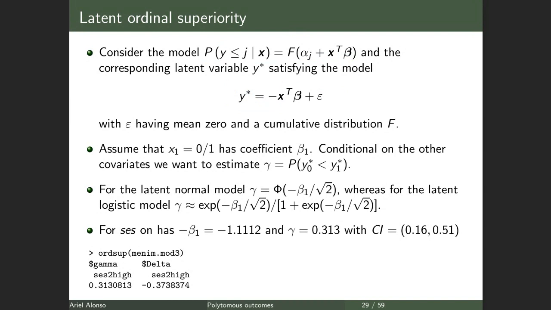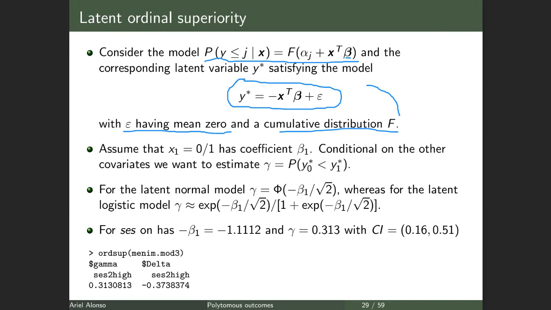Well, we assume then the validity of this model. You assume that you have this latent response variable, which is continuous and satisfies these linear models, and the residuals having mean zero and certain cumulative distribution F. If you assume the validity of this model, then you get your cumulative link model immediately with the same beta for all the j's.